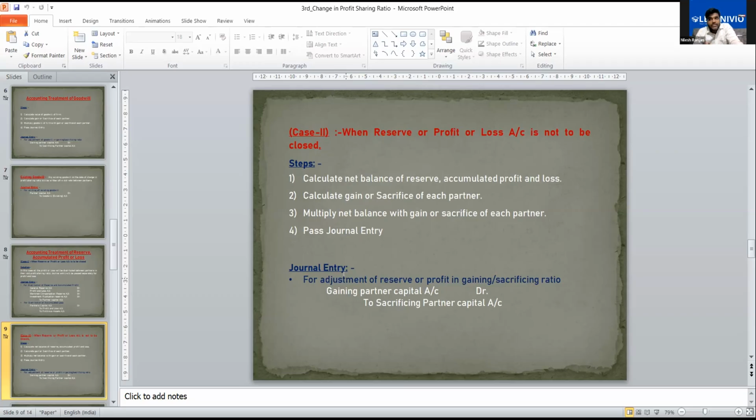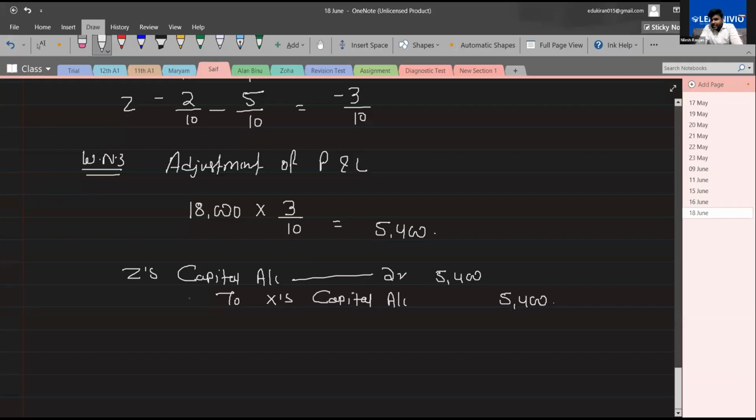And to calculate a single balance, we have to add all the profit, deduct all the loss, and then calculate net balance. We have to calculate gain or sacrifice of each partner, and the net balance will be multiplied with the gain or sacrifice of each partner. After that, whatever amount you get, you will pass journal entry with these amounts. And the journal entry will be gaining partners' capital account debit to sacrificing partners' capital account. So we have done the same entry, Z capital to X.